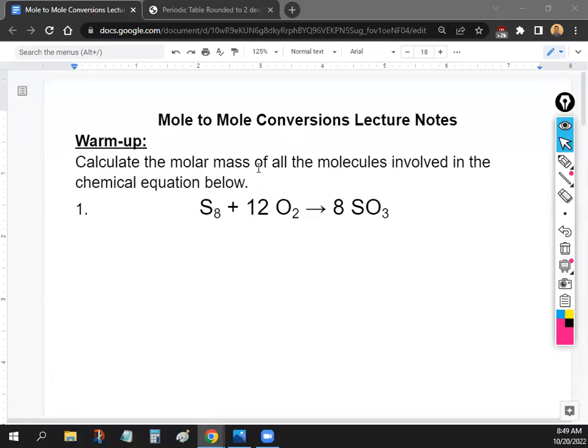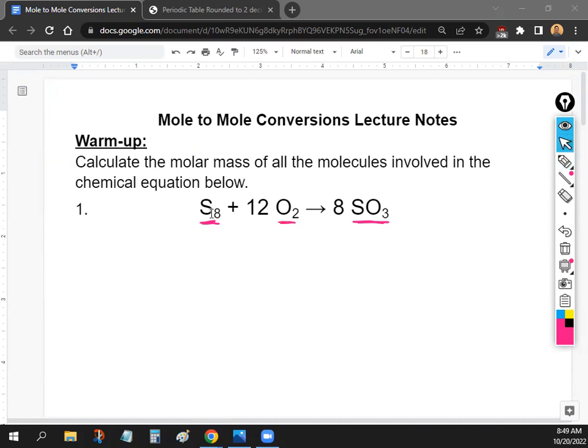Okay, so here we're going to be finding the molar mass of all the molecules that are in here. Just remember the molecules are basically these things, the things with the capital letters and the small numbers, right? And so you got three different molecules. You got S8, you got O2, and you got SO3.